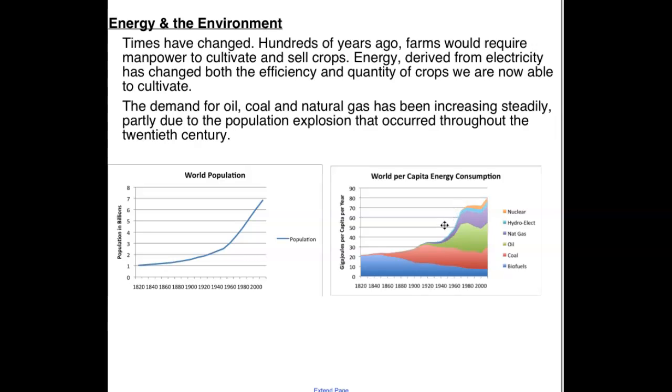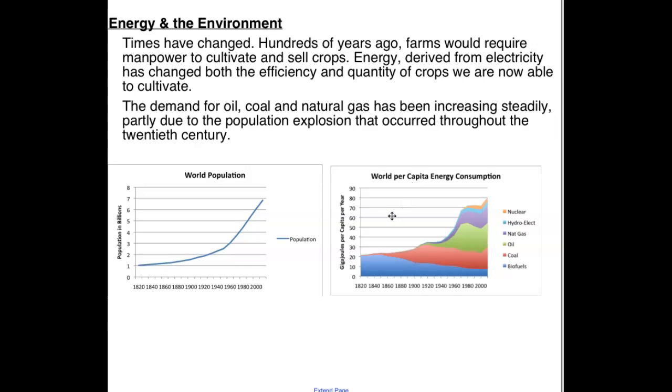So basically, because the world has become more industrialized and the population has increased, and people have started to occupy different areas of the world that are a little bit more cold, and vehicles and houses and all that fun stuff use oil and gas to be heated and run, that energy consumption has increased.